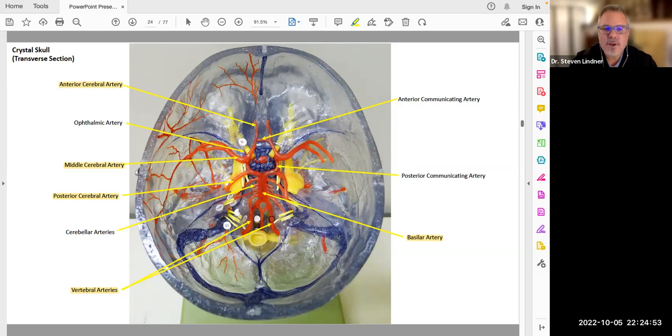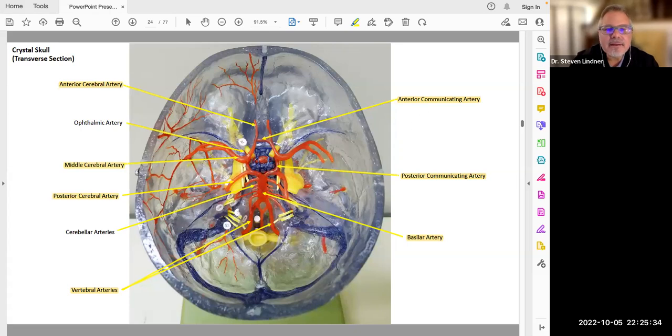Okay, so let's review. We have a right and left vertebral artery, a basilar artery. We have a right and left posterior cerebral. We have a left and right middle cerebral. We have a left and right anterior cerebral artery. The only two left are the communicating arteries. There's one in the front, one in the back. Here's the posterior communicating artery. That's the right posterior communicating, left posterior communicating. And then there's an anterior communicating. That's the bridge connecting the two anterior cerebrals.